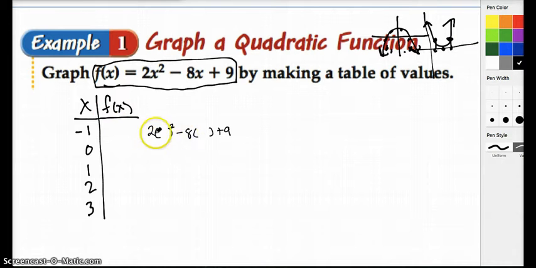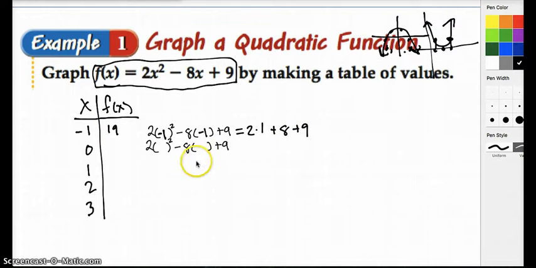So I rewrite the problem, leaving blanks for x and plugging in the x value. I'll put a -1 here and a -1 here. Do the calculation, and I get 2 times 1 plus, because that's a negative times a negative, plus another 9 is going to give me 2 plus 8 is 10 plus 9 is 19. And I'll do it again for the next value, which is 0. Plug 0 in to both of these places. I love plugging in 0 because everything works out nicely. Everything just goes away, and I get 9.